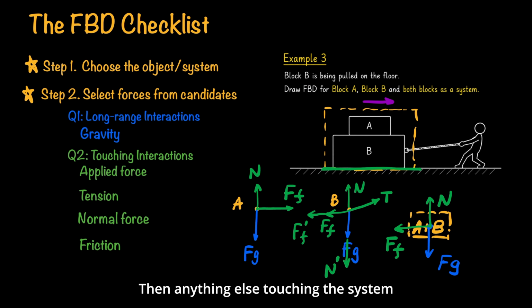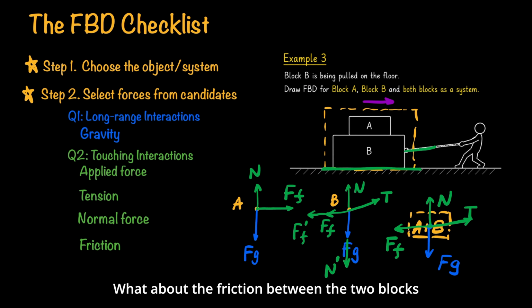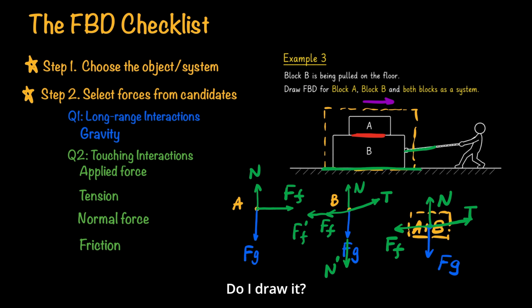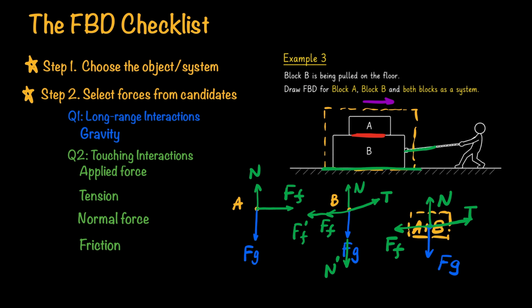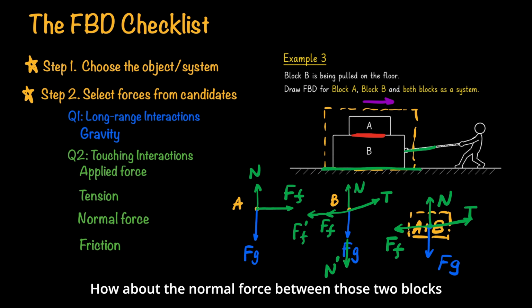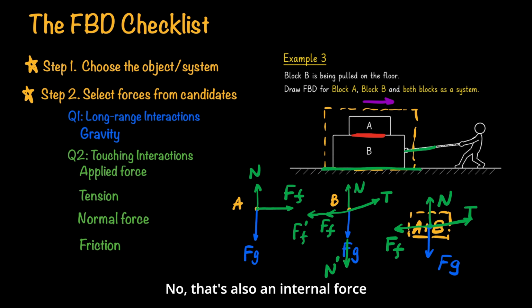Then anything else touching the system? Yes, the rope. The rope is pulling on the system, so I'll draw the tension force. What about the friction between the two blocks? Do I draw it? No, because now both blocks are part of the same object we are drawing. That friction acts inside the object we've chosen. It's an internal force, so we leave it out. How about the normal force between those two blocks? No, that's also an internal force, so we leave it out.